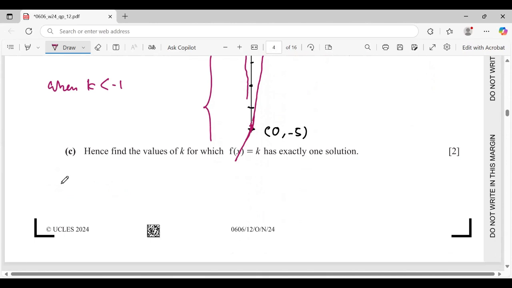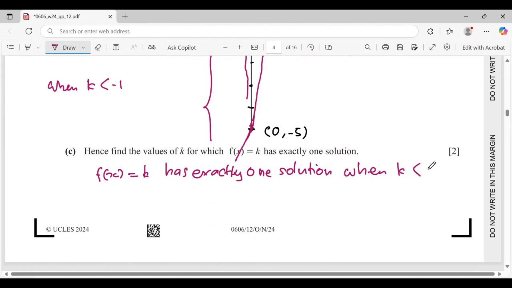So we can state that f(x) equals k has exactly one solution when k is less than minus 1 and k is greater than 1. Okay, so only that.